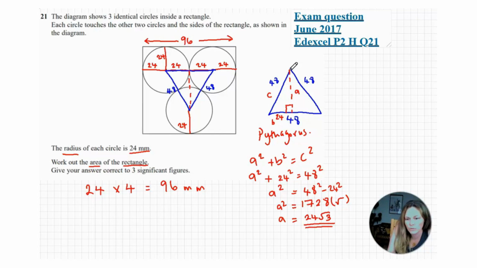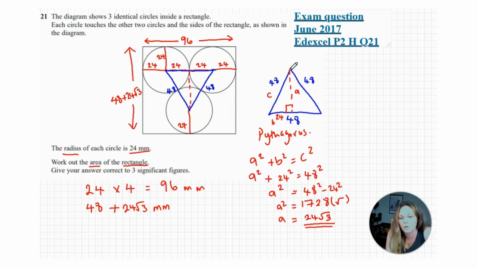So if that's 24 root 3, then what's the full length? So the 24 root 3 is just that section. So we need to add on 2 more lots of 24. So what we've actually got as the length is 48, those 2 extra lengths, plus 24 root 3, and that's in millimetres, and that is our length. So I'm just going to put it here. So it's a little bit tricky, but it's okay. 24 root 3, and that's the full length, okay? So then you're going to pick up some more marks for putting that.